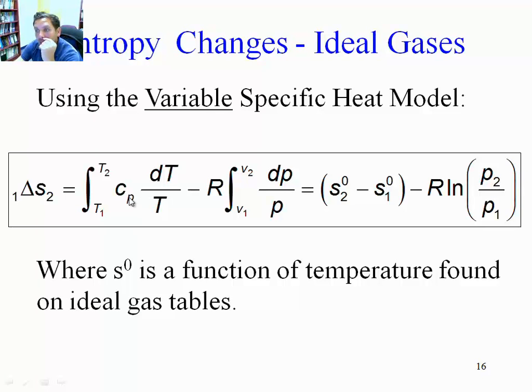Now, we cannot take it out of the integral, but we know for a fact that this integral right here is only a function of temperature. Because Cp, for an ideal gas, is only a function of temperature. It only changes with temperature. We know that. We're given a table as a function of temperature, and we know that Cp only changes as a function of temperature. And dT over T is just the differential temperature over temperature.